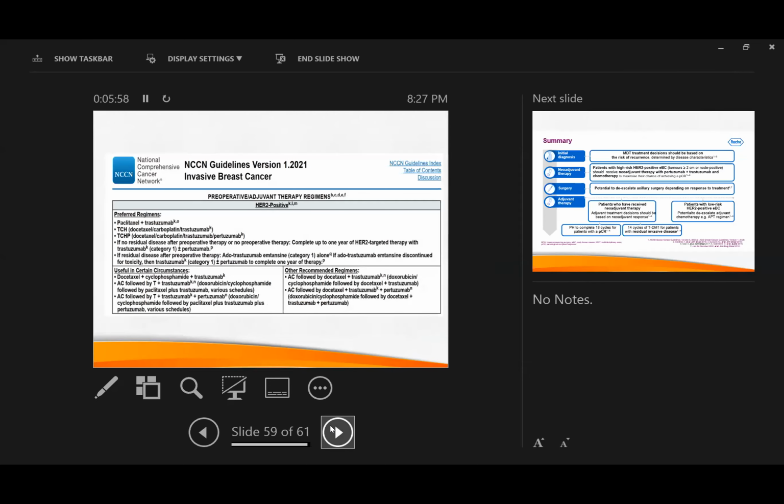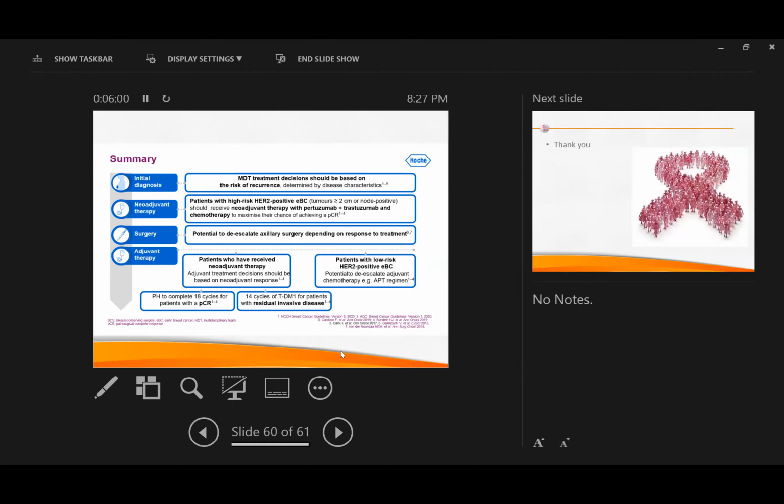So to conclude, any treatment of HER2 positive breast cancer has to be done based on an MDT, depending on the stage, the type of surgery you want to offer, and the patient's comorbidities. Any HER2 positive tumor which is more than 2 centimeters, or of course if it is node positive, should be offered neoadjuvant treatment. And pertuzumab definitely should be offered in combination with the standard of care, which is at least chemo and trastuzumab.